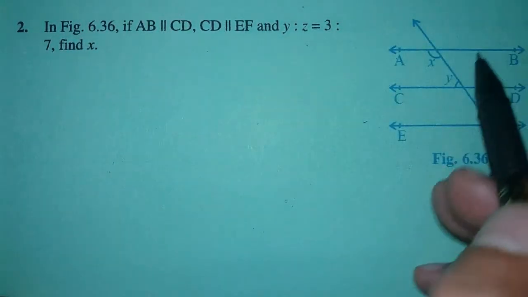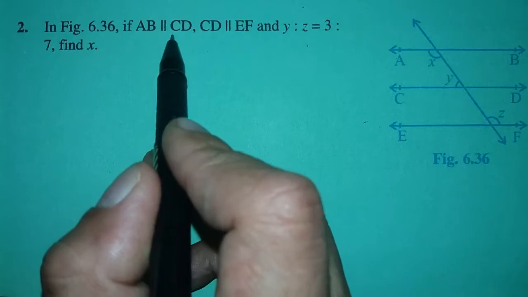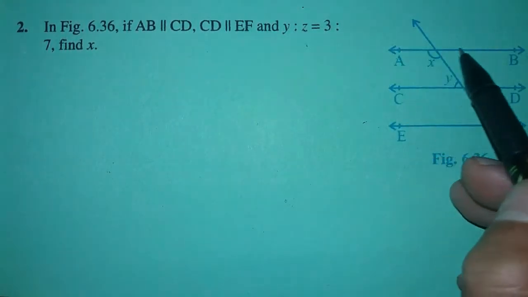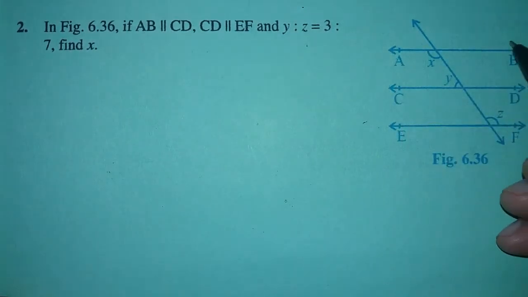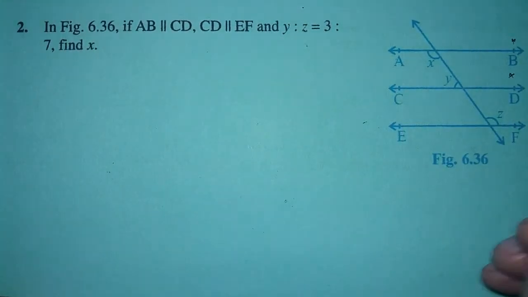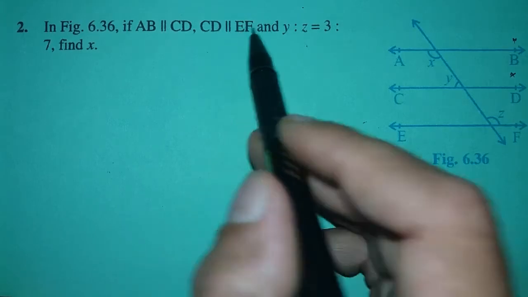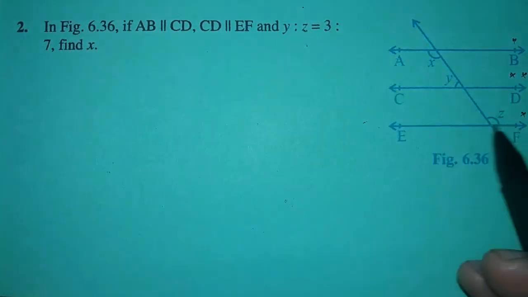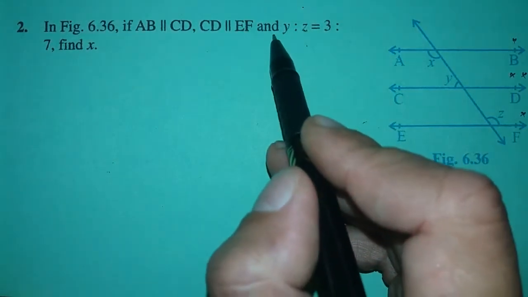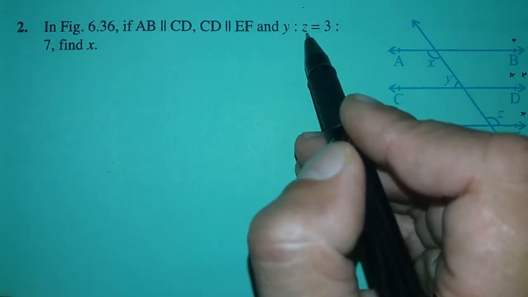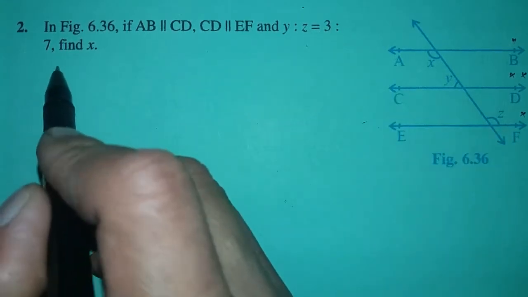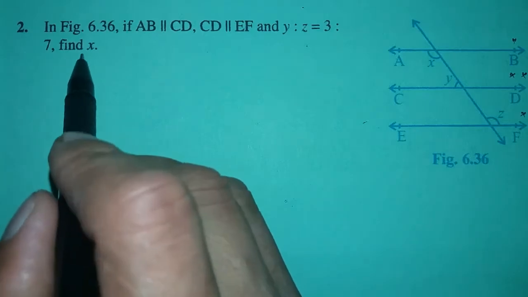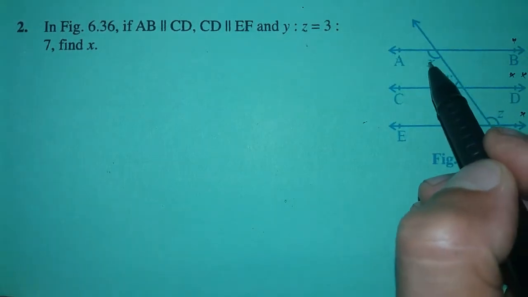Here in this figure, AB is parallel to CD and CD is parallel to EF. AB parallel to CD. This and this are parallel. And CD is parallel to EF. Again, this is parallel to this one, the EF line. And Y is to Z is equal to 3:7. So the ratio of Y and Z is given here. So that is 3:7. And we have to find the value of X. X is what?